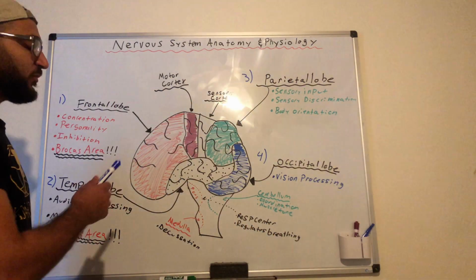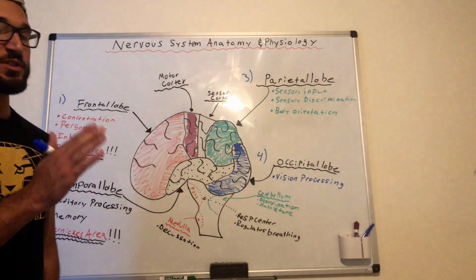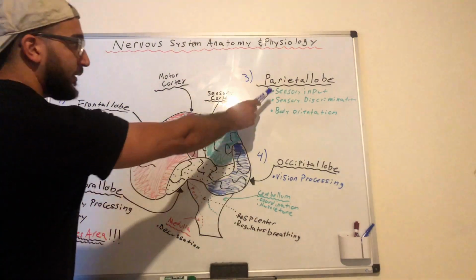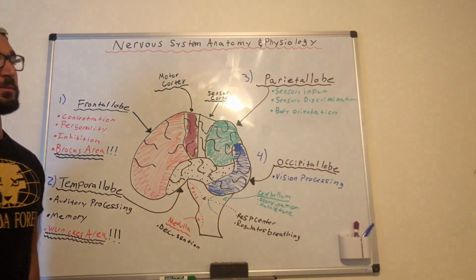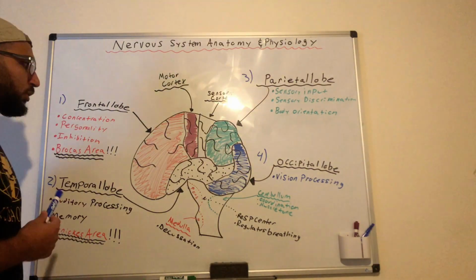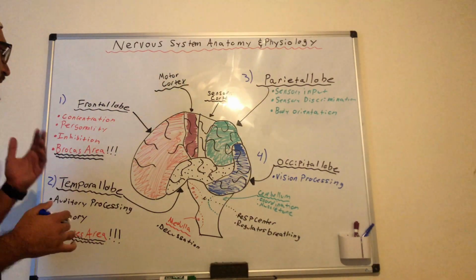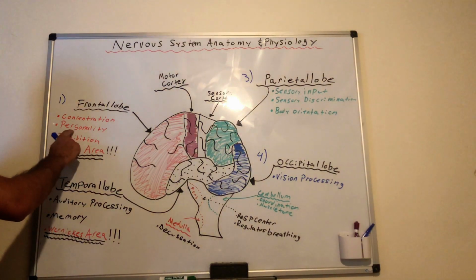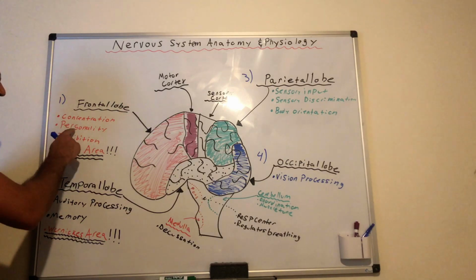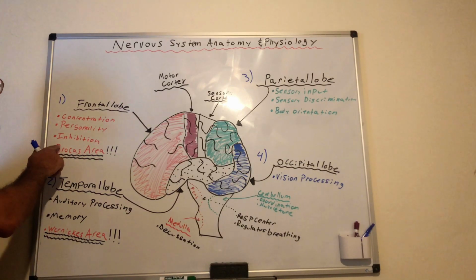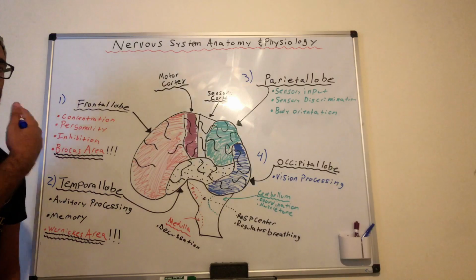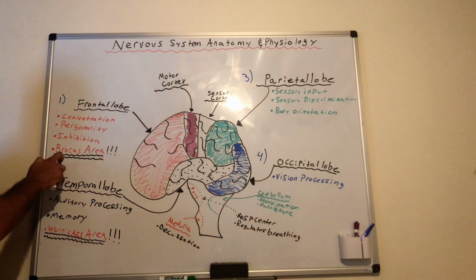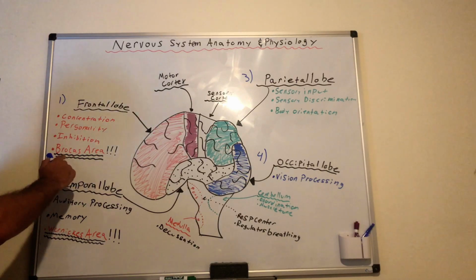Okay, so there's four main lobes within the cerebral cortex. There's the frontal lobe, the temporal lobe, the parietal lobe, and the occipital lobe. The frontal lobe, its main function is to maintain concentration. It holds a person's personality. It helps with containing the inhibition a person may have. And it also contains the Broca's area.